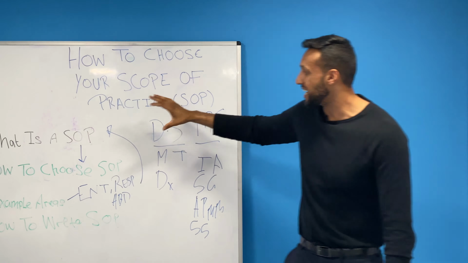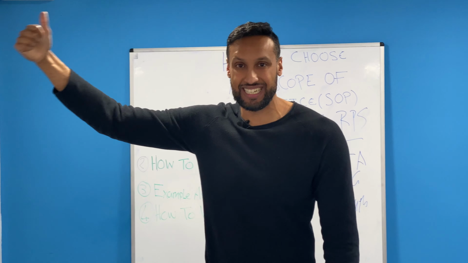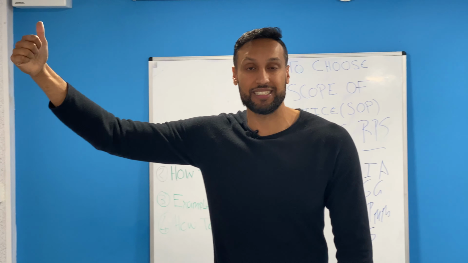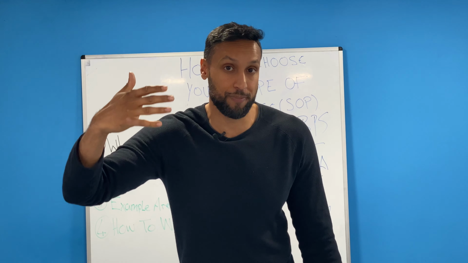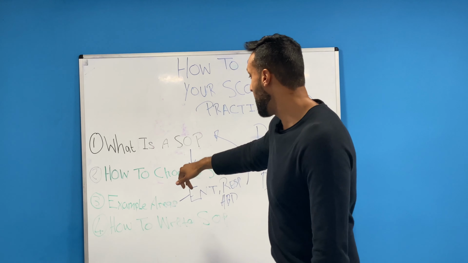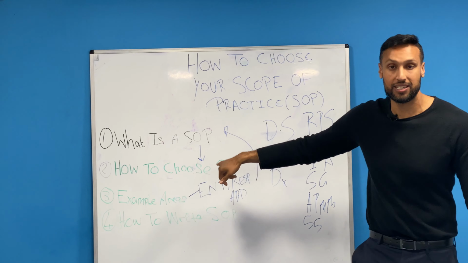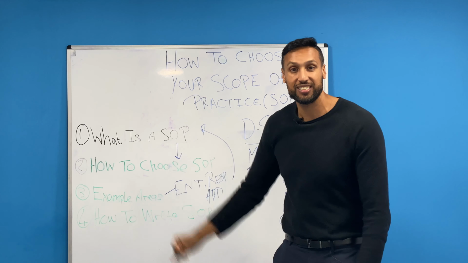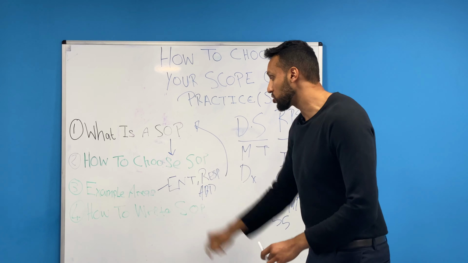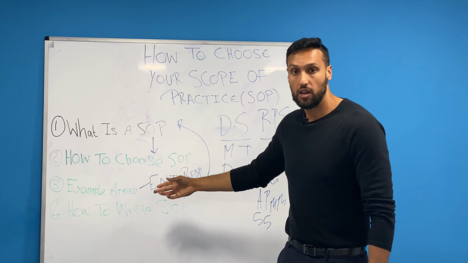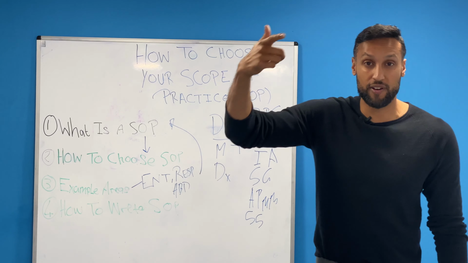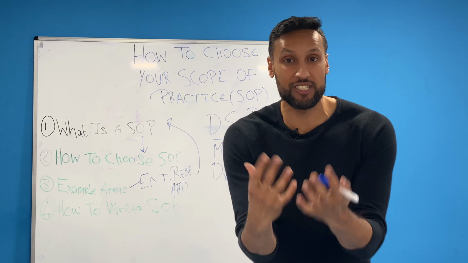So to recap, what is your scope of practice? What have you learned today? Number one, my scope of practice is a condition that I can safely manage, diagnose and treat. Easy. And I have experience in it. I'm seeing patients, I'm doing it. Then how do you choose your scope of practice? If you know what your scope of practice is, you can easily choose it. Then you're focusing on example areas. Am I good at ENT? Respiratory, musculoskeletal, which areas am I good in?